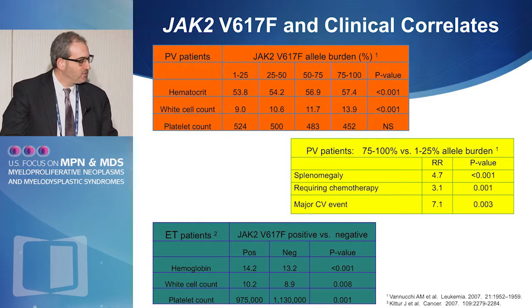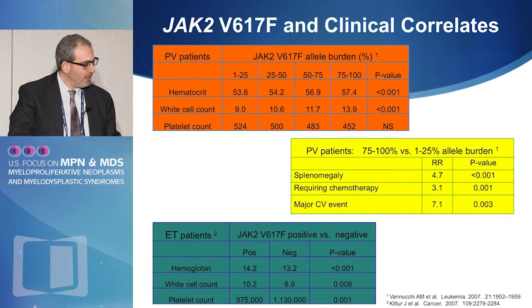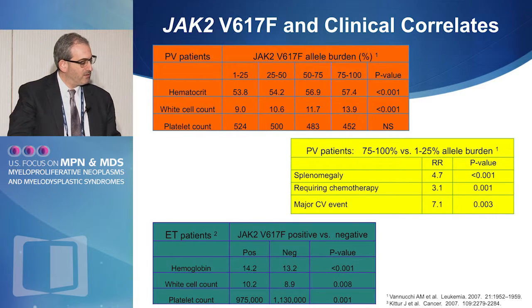So let's talk about JAK2 V617F and what the clinical phenotypes associated with allele burdens are. And this was data that was presented several years ago. We know that in PV, a higher allele burden is associated with increasing red blood cell mass, increasing white blood cell count, but also decreasing platelet count. And when you're looking at two tiers, that is a higher tier allele burden, 75 to 100% versus the lower tier, 1 to 25%, you see that patients with higher tier allele burdens more commonly have splenomegaly, require chemotherapy or cytoreduction, and experience a major cardiovascular event.